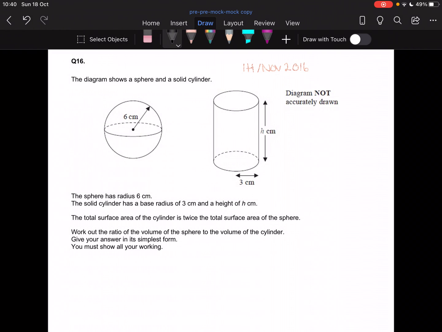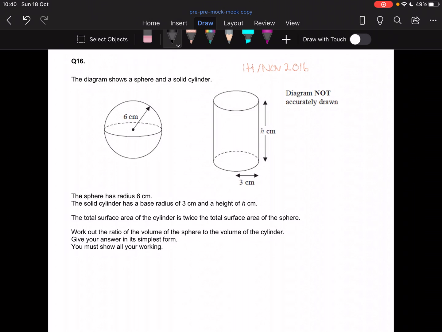Hello everyone. I want us to have a quick look at question number 16 on your pre-mock paper. This is a question about surface areas and volumes of 3D shapes, more specifically a sphere and a cylinder. So let's read the question first.